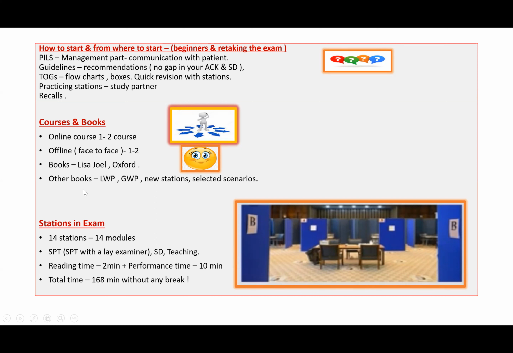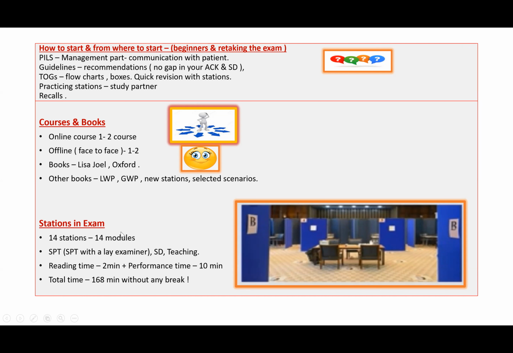What about the other books? There are so many books. So you can do the labor ward, gynae ward stations, and new stations and selected scenarios from those books. See, no one can complete the whole 4 to 5 books. And I don't think that it is a very sensible idea. You can choose one or two books which you can complete. Rest of the books, just do the selected scenarios.